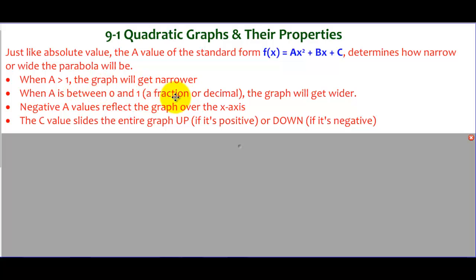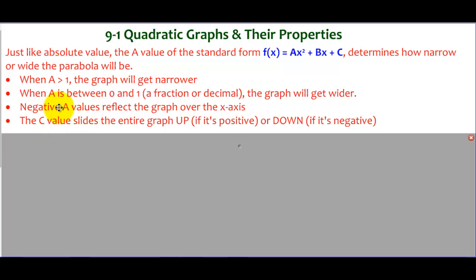When I make it a number between 0 and 1, another way of saying that is a fraction or a decimal, things like half or 0.2 or 1/10, those would be numbers between 0 and 1. If the A value looks like that, the graph's going to get wider and wider and wider. As we get closer and closer to 0, the graph will get wider and wider.